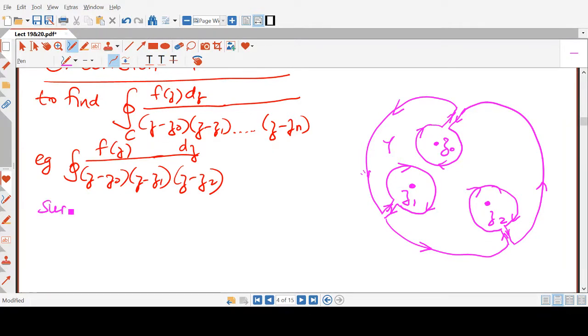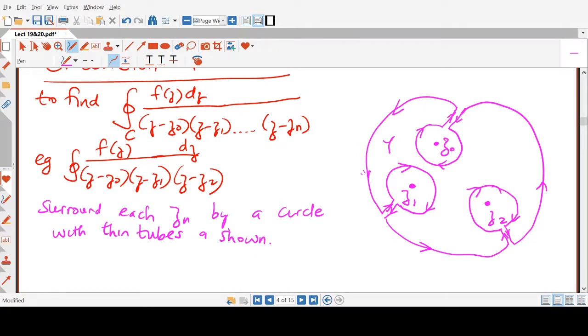So we surround each zn by a circle with thin tubes, as shown. So we create gamma, which now excludes z0, z1, z2.